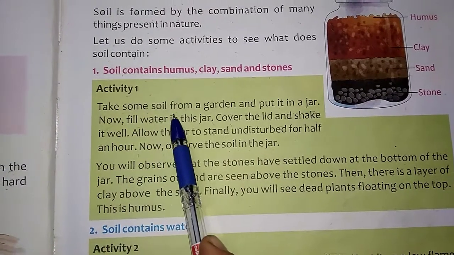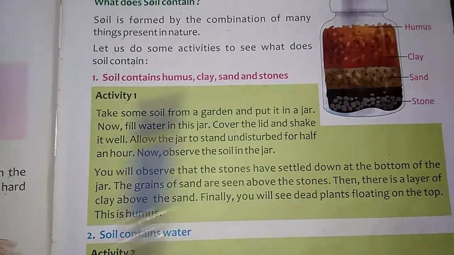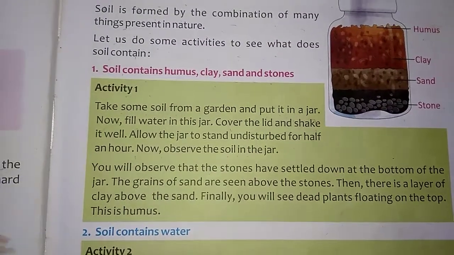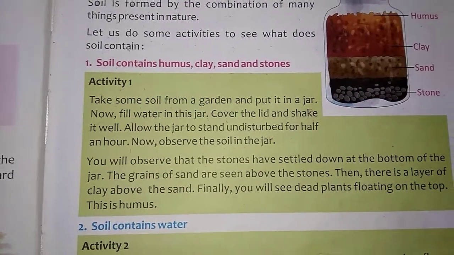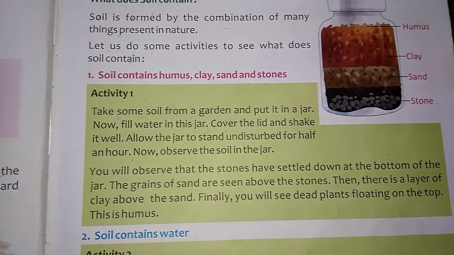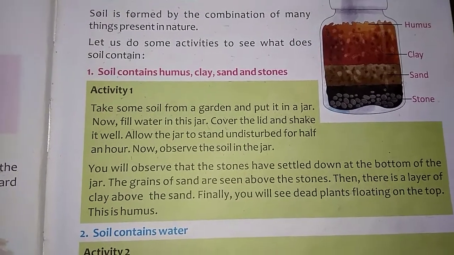Now we have to see activity number 1. Take some soil from a garden and put it in a jar. You can do this, children. You have to take a little soil and put it in a jar. Now fill water in this jar. Yes, children, you have to fill water in this jar. Cover the lid and shake it well.